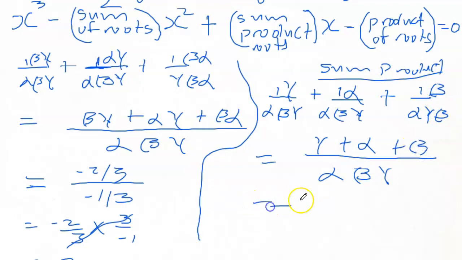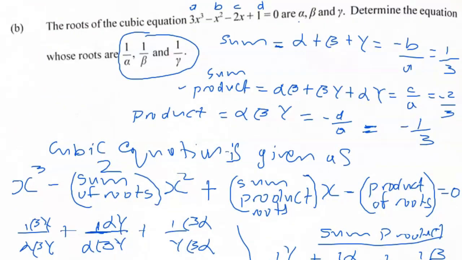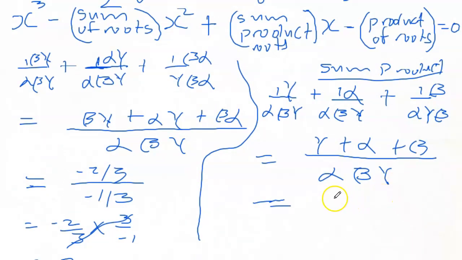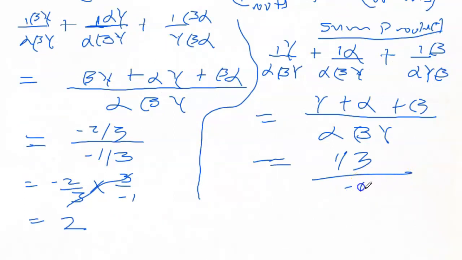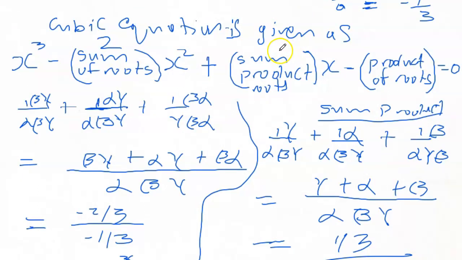All right, so we already know that alpha plus beta plus gamma was 1/3. We found that from the original equation, and we know the product was negative 1/3. So what we have is 1/3 divided by negative 1/3. Anything divided by itself is 1, so that would be negative 1. All right, so the coefficient here would be negative 1, so negative 1x.